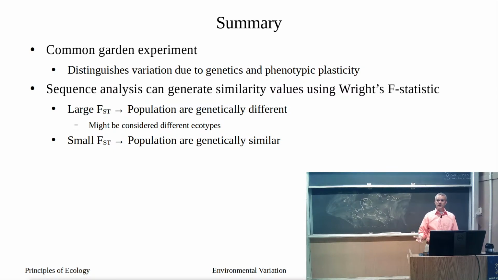When we sequence it, we can calculate similarity values. And from those similarity values, we can calculate Wright's F-statistic. So if we have a large FST, our populations are genetically different. In some cases, they may be considered different ecotypes. And then you can go back to what we just talked about, what could lead to that ecotype formation. If we have a small FST, it means that our individual populations are very similar. They're genetically similar. We haven't progressed down that evolutionary path.